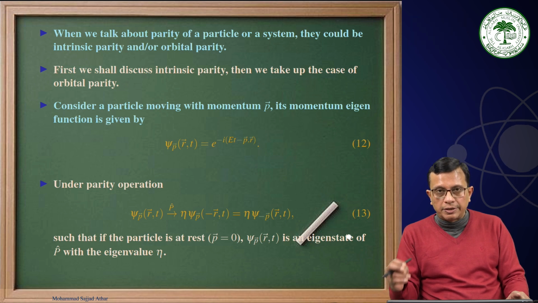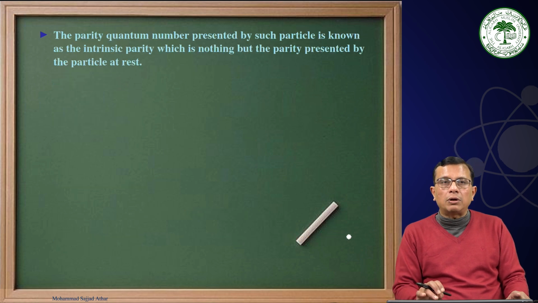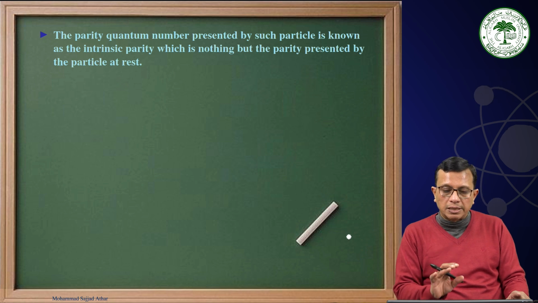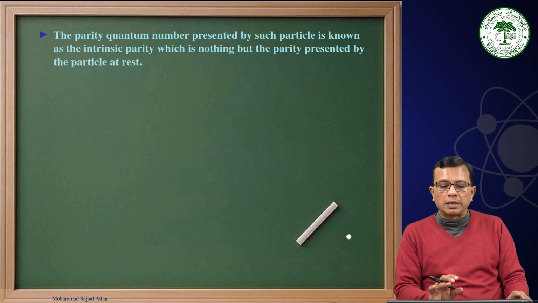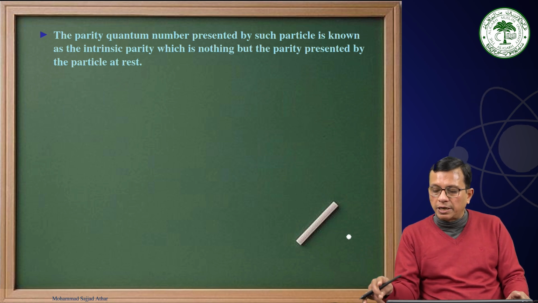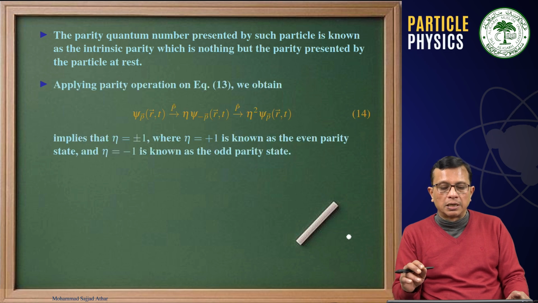Therefore, the intrinsic parity corresponds to the parity possessed by a particle when it is at absolute rest. Now, the parity quantum number presented by such particles is known as the intrinsic parity, which is nothing but the parity presented by the particle at rest.